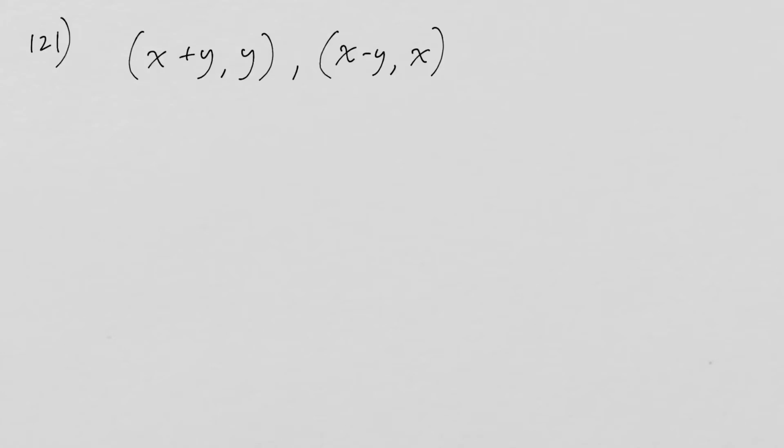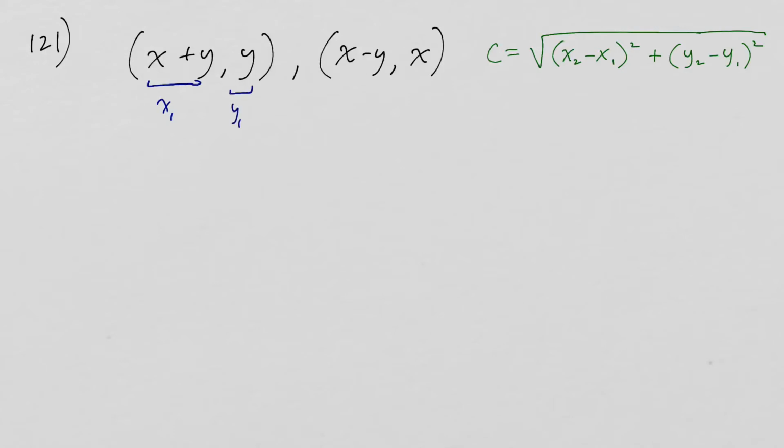Okay, so we have a weird ordered pair here, but that's okay. So let's just look at the formula. Let me scrunch this down and fit it right there. Okay, now, so this value here is our x1. This value here is our y1. This value here is our x2. And this value here is our y2, according to that formula.